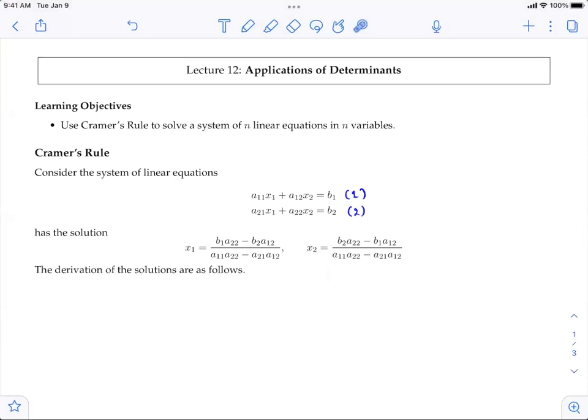The solution to this system of two linear equations is already given in this case. We can start from there, but I actually want to give a quick derivation, at least for the case of x2. When you have one solution, you can back substitute into either equation 1 or equation 2 to obtain the other solution. For the derivation, I'm going to use the elimination method that we learned in lecture 3, I believe.